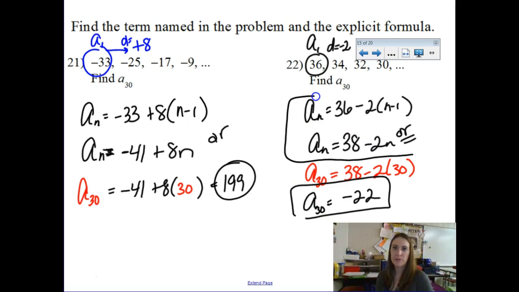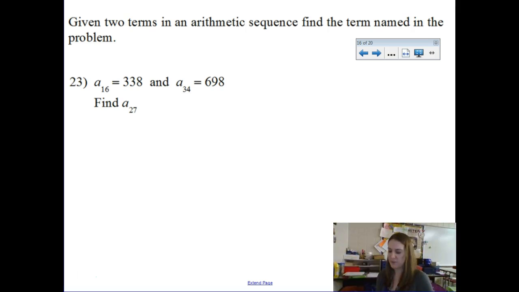So, explicit formula, and then using your formula to figure out some mystery term out there. 30 wasn't really too far out in the sequence. I guess if you were in a jam, you could have just counted out 30, but whatever. Time savers, we like them.